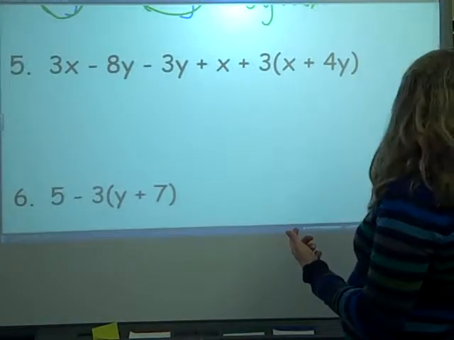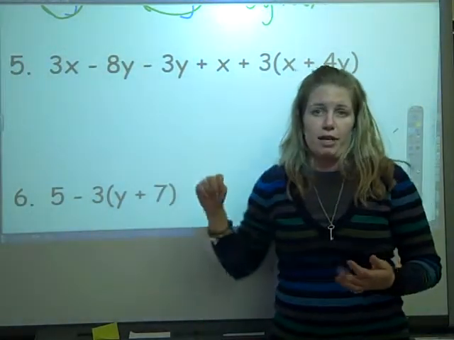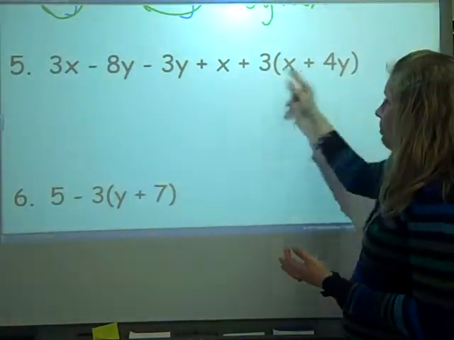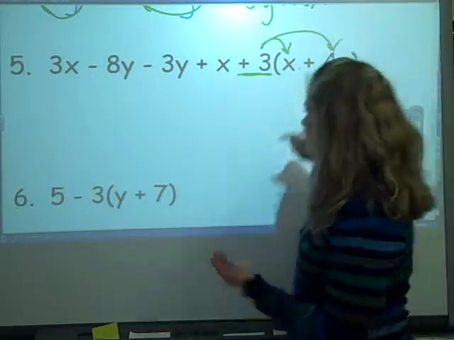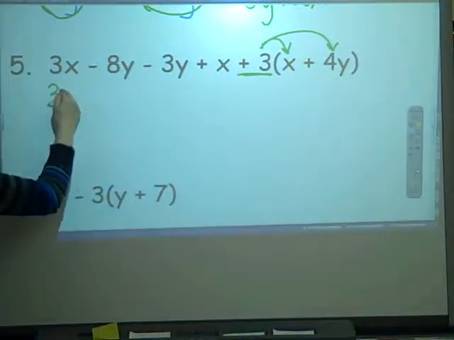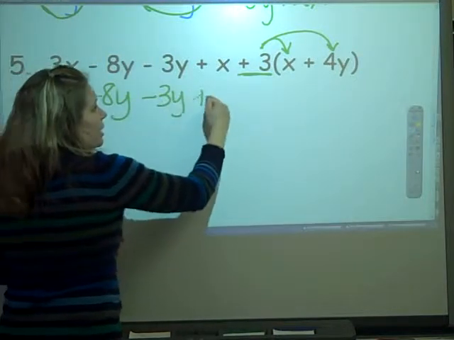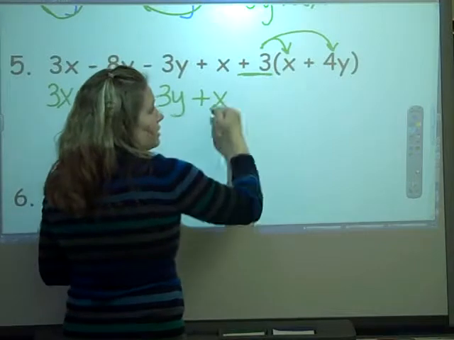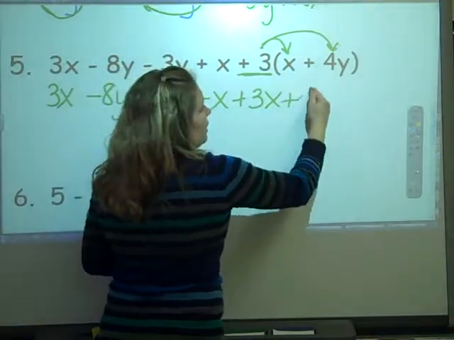All right, number 5. Whew, that's a lot of stuff up there. First, get rid of the distributive property. This is a positive 3 going to both of those terms. I'm going to copy down 3x minus 8y minus 3y plus x. 3 times x is positive 3x. 3 times 4y is 12y.